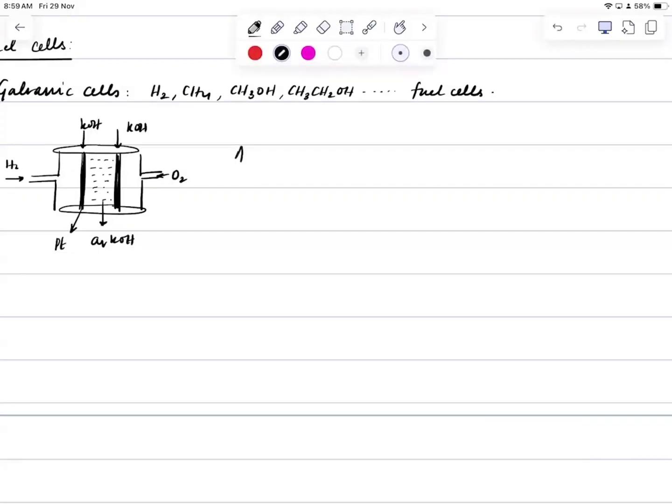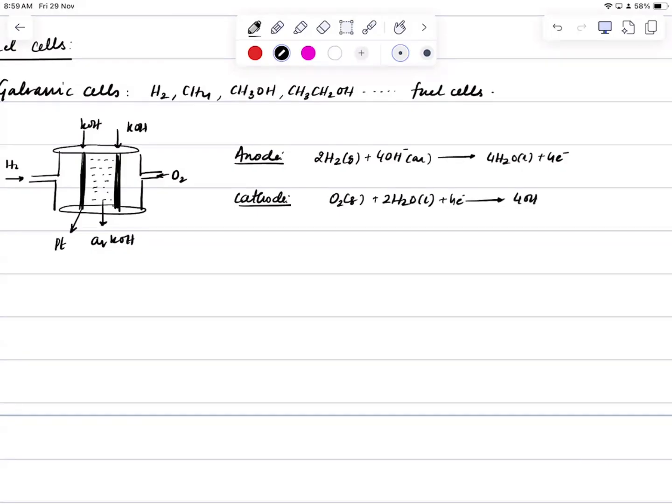Next, if you notice the anode reaction here, at the anode we are seeing that H2 gas plus 4OH minus aqueous would give us 4H2O liquid plus 4 electrons. While at the cathode, this would be O2 gas plus 2H2O liquid plus 4 electrons giving 4OH minus. So the overall reaction, if you notice, is 2 moles of H2 gas plus O2 gas giving 2 moles of H2O liquid. Okay.